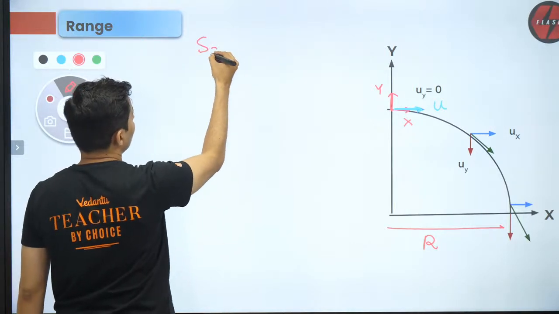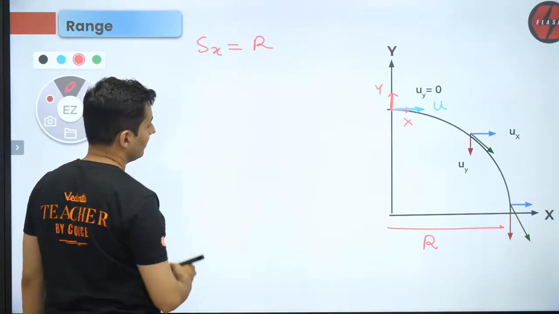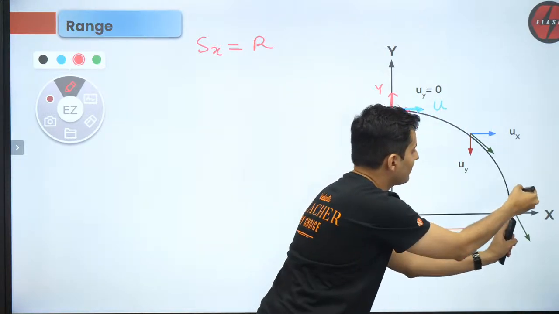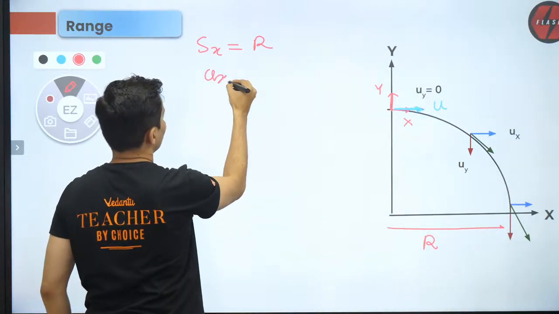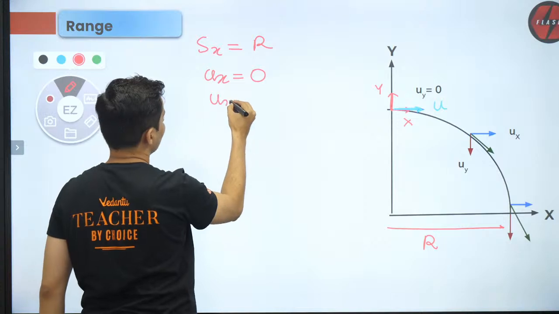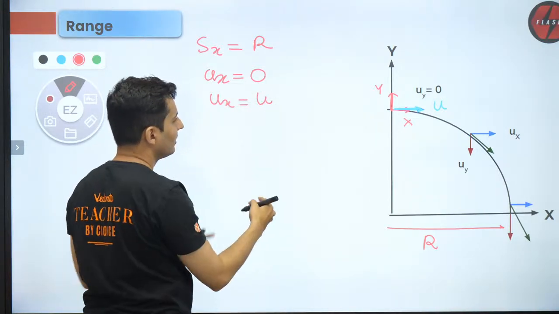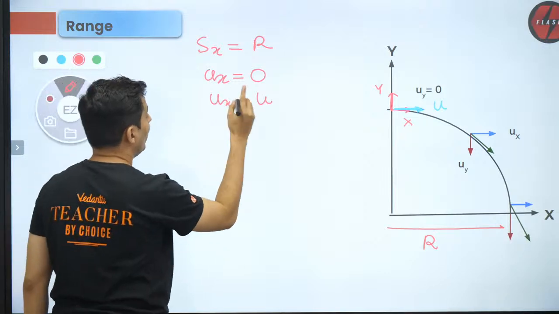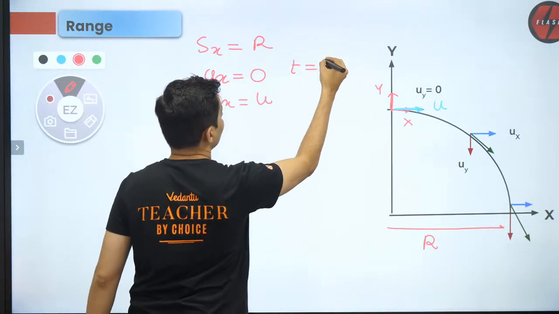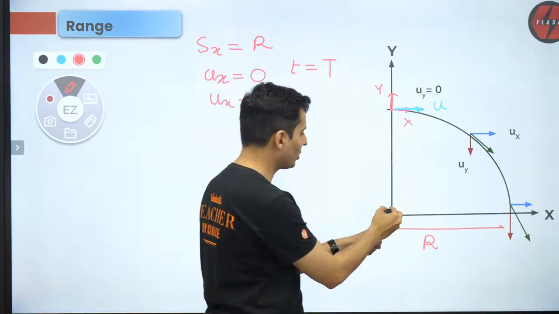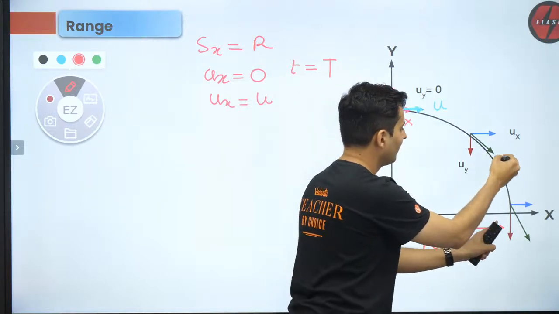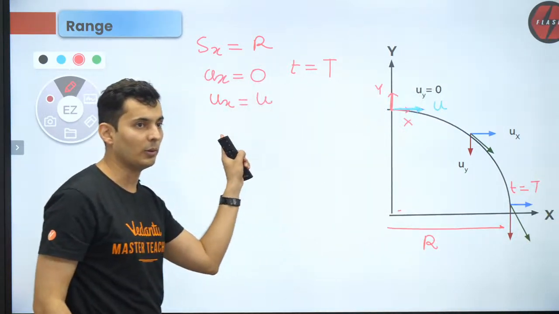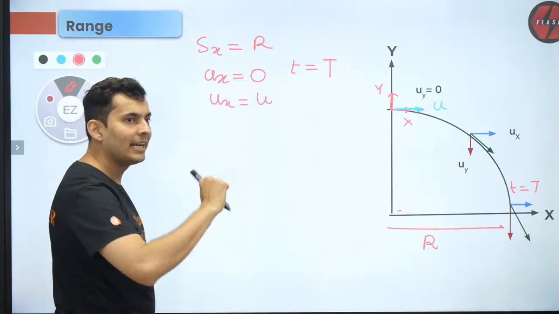Here is the idea. Displacement in the x-axis is R. When the ball goes here, the displacement in the x-axis is R. Ax is 0. Ux is u only, because it was projected horizontally. Which equation do I use? Oh, and one more thing. Time is the time of flight, because from here to here, the total time it takes is t, which we just found out before. I hope this is clear.